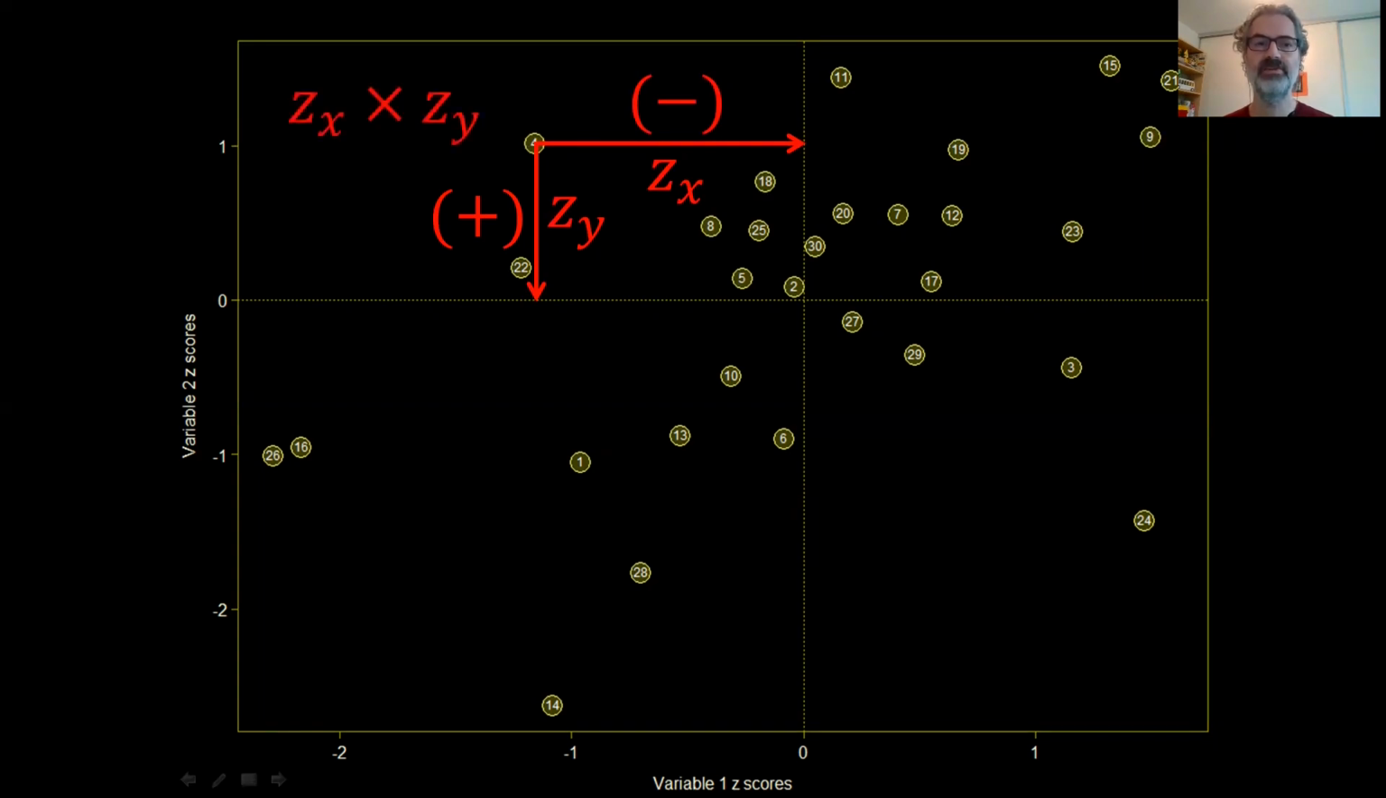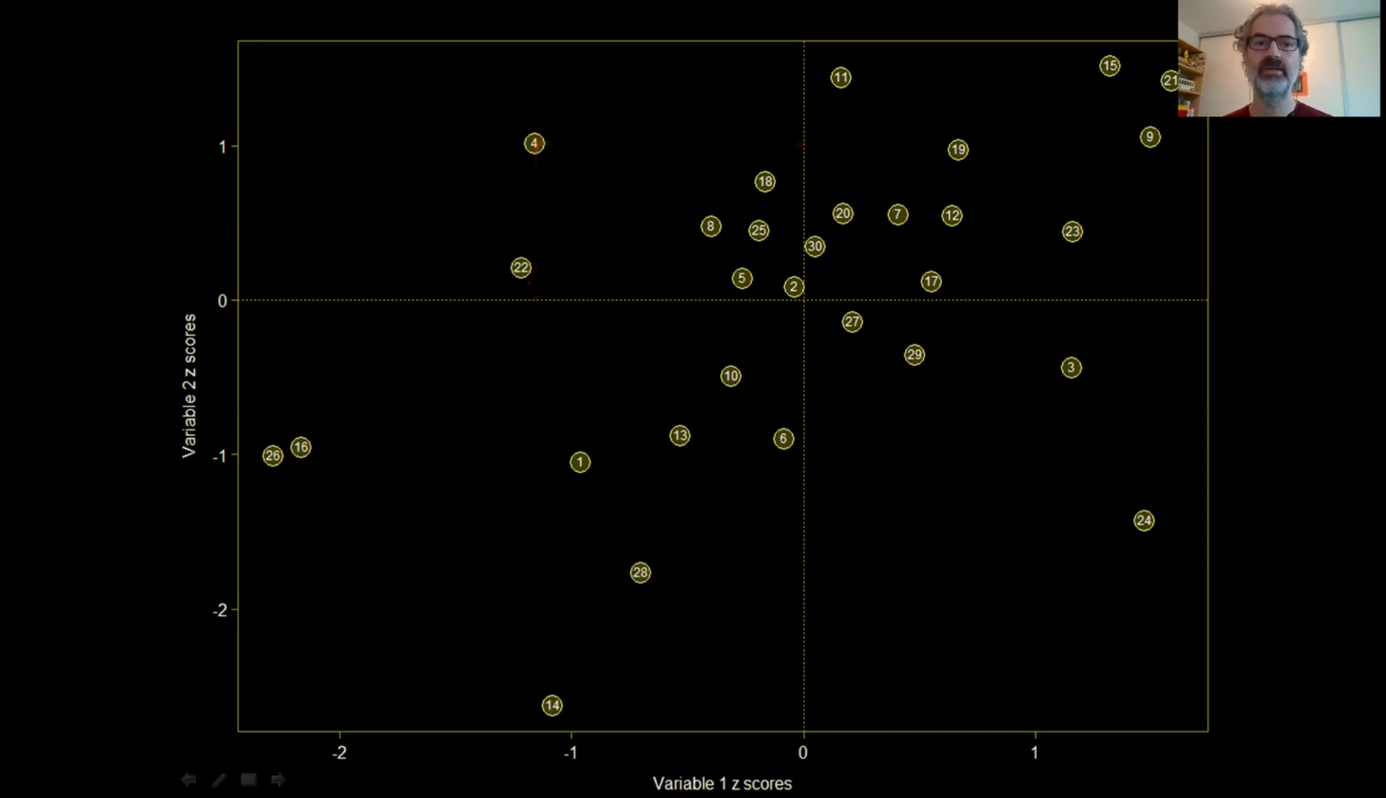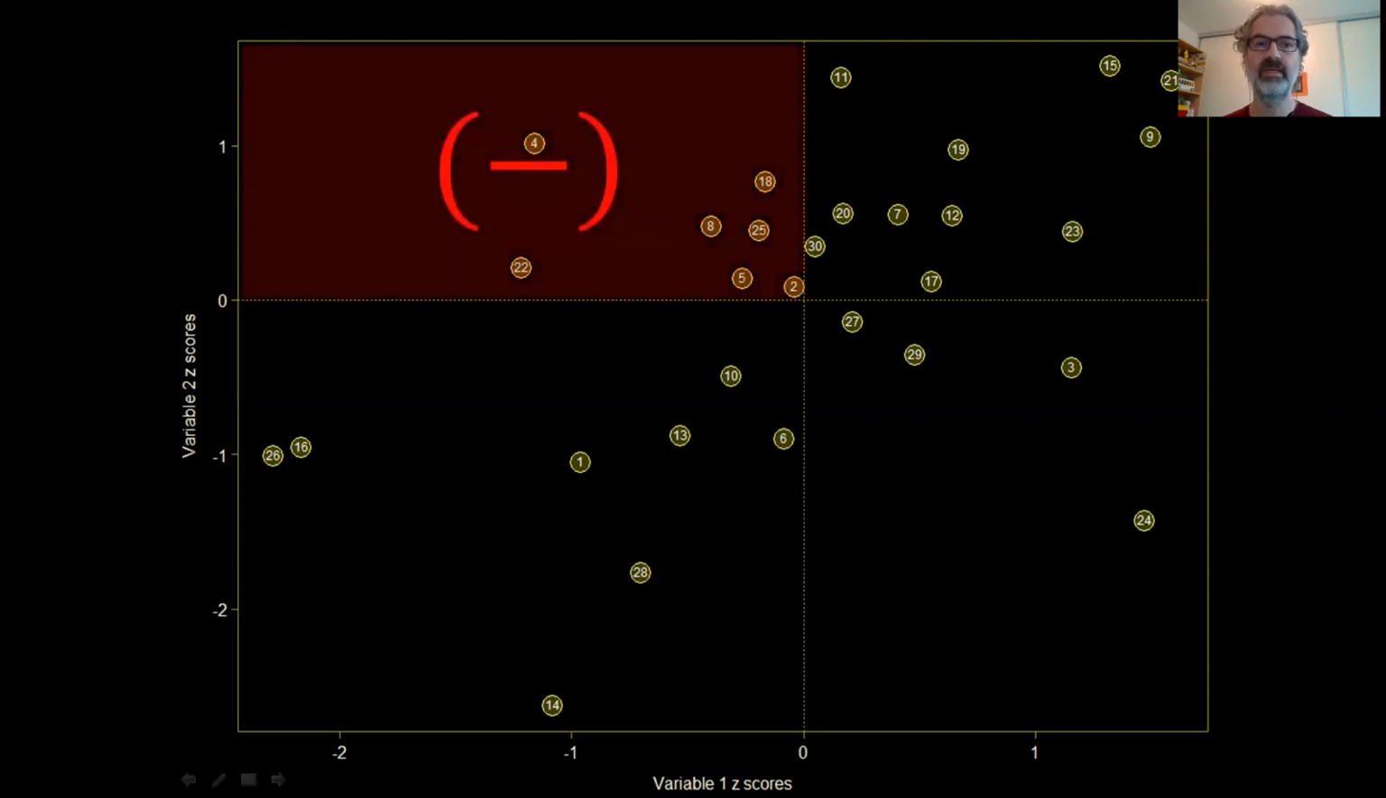If we multiply these two scores for this one child, so multiply z of x by z of y, we will be multiplying a positive by a negative number. And the product of a positive with a negative number is always a negative number. Plus times minus equals minus. And for all these 7 points that are in the top left quadrant, which have a positive z-score for y and a negative z-score for x, the product of their two z-scores will always be negative.